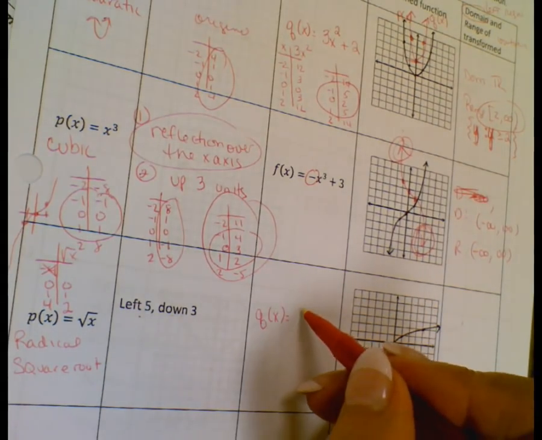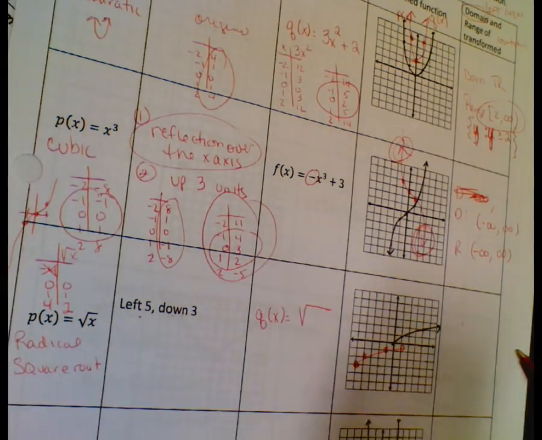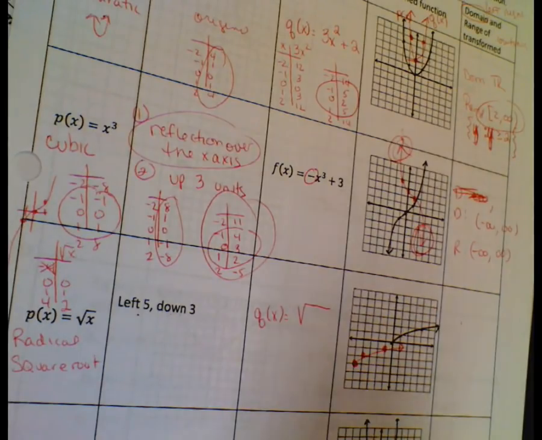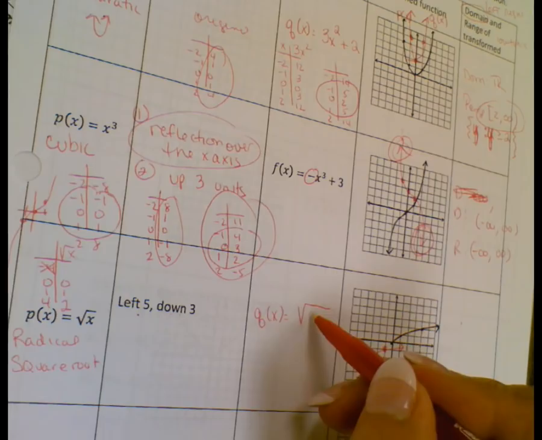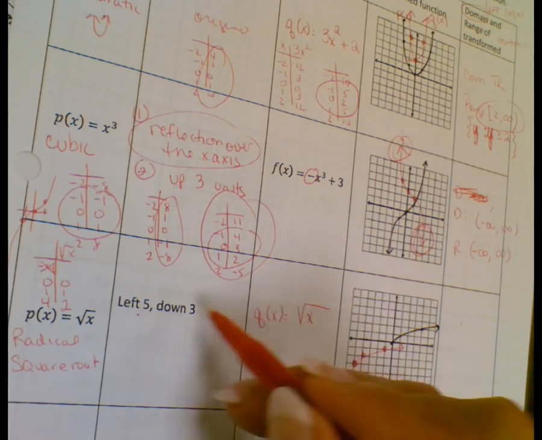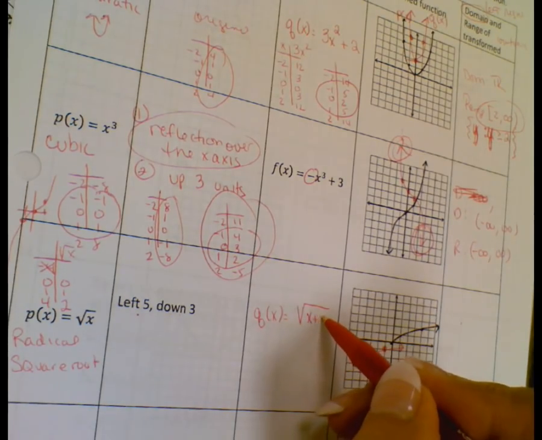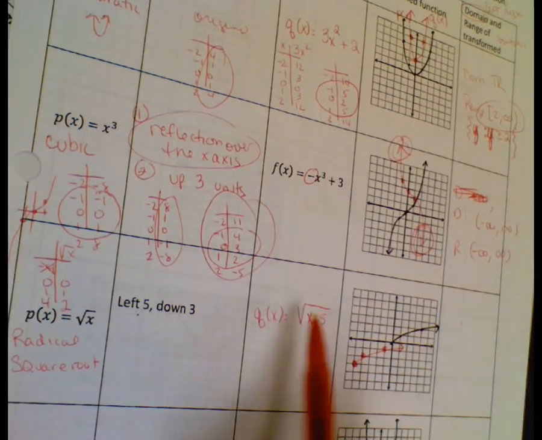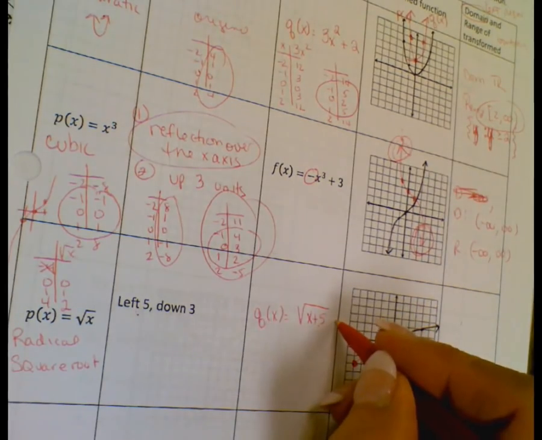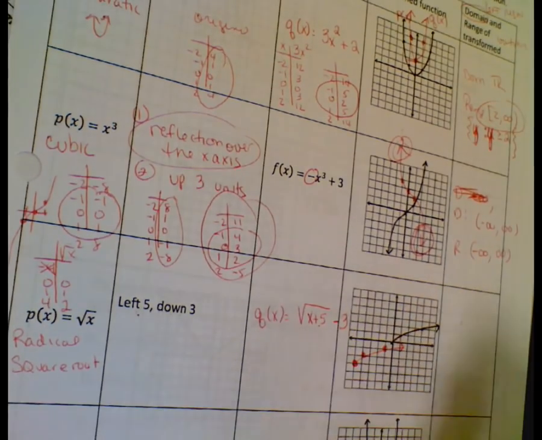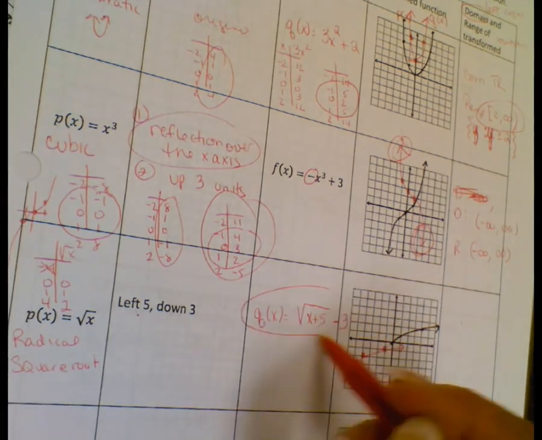Left 5. So I'm going to do a square root. When you go left or right, because that changes the X, you have to put the 5 inside the function. But you write it with the opposite sign. So it's going to be X, and if you go left 5, you're going to have plus 5. So if it says left, you do plus. If it says right, you do negative. Look at the little hint sheet I gave you. Down 3 is going to go on the outside of this. It's going to go outside of the radical like that, and that's your equation.